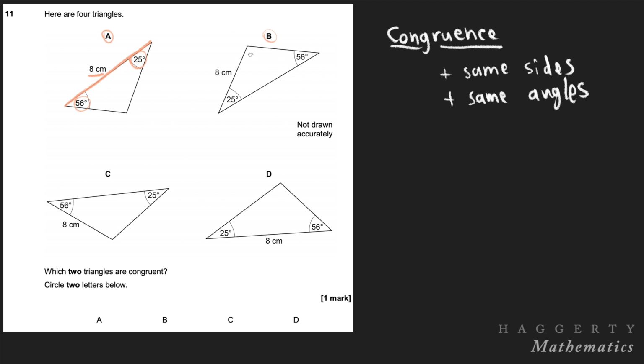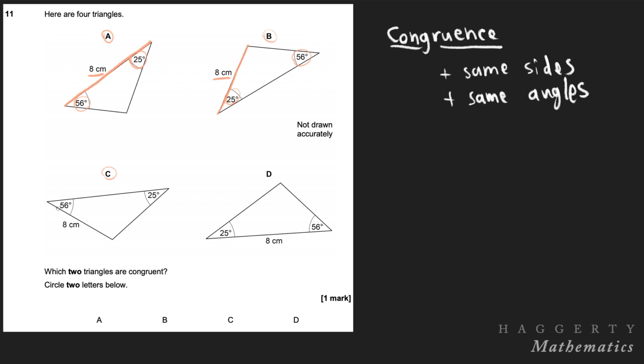Whereas in triangle B, you can see how it's just the 25 degrees which is adjacent to the 8 centimeters, and then the 56 degrees is actually opposite. So A and B are not going to be congruent because of that. The relationship of the angles to the side itself is different. What about C? Let's have a look.